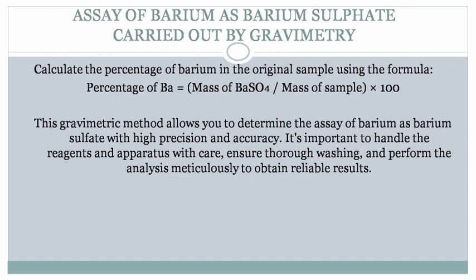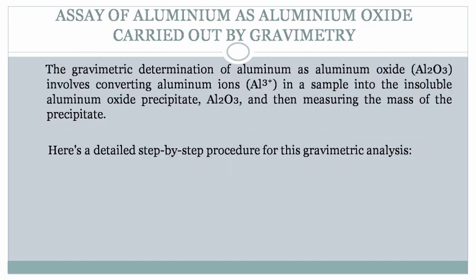It's important to handle the reagents and apparatus with care, ensure thorough washing, and perform the analysis meticulously to obtain reliable results. Next is assay of aluminium as aluminium oxide carried out by gravimetry. The gravimetric determination of aluminum as aluminum oxide, Al2O3, involves converting aluminum ions, Al3+, in a sample into the insoluble aluminum oxide precipitate, Al2O3, and then measuring the mass of the precipitate.